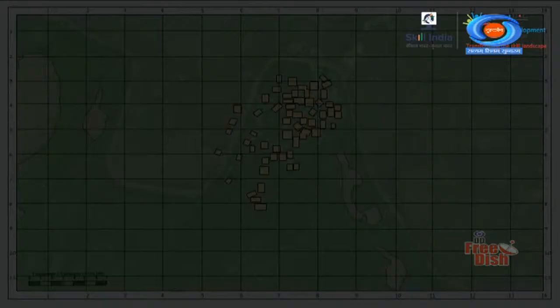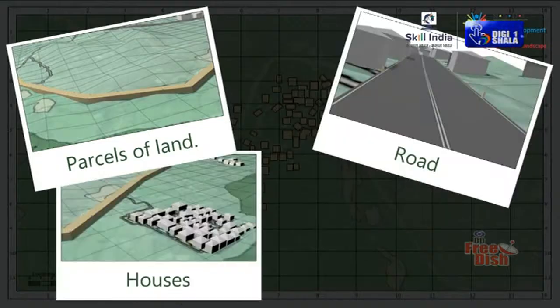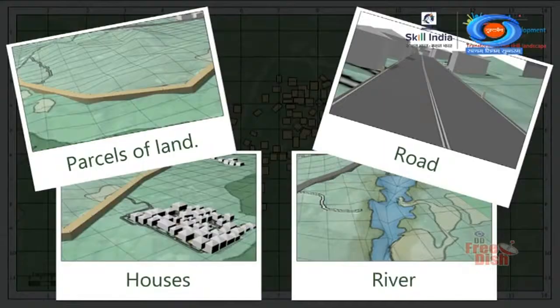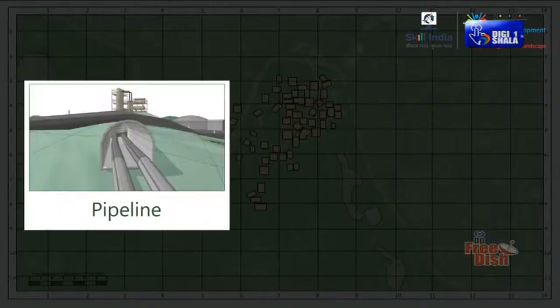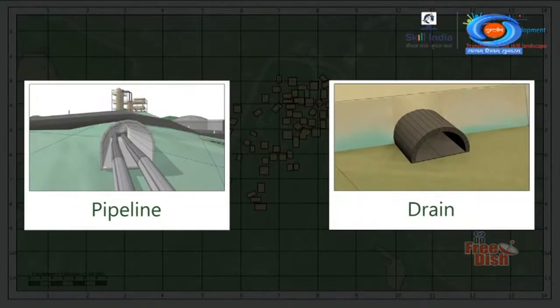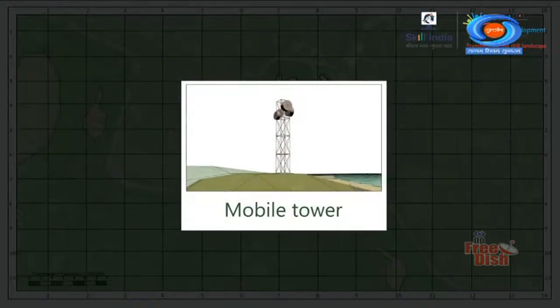Some of these things are on the surface. For example, look at these parcels of land. Also, look at these roads, houses, and rivers too. Some are below the surface of the earth. For example, the pipelines, drainage, or water are below the surface of the earth. Similarly, there are a few things that are above the surface of the earth. For example, the tower on the hill. Aren't they above the surface of the earth?